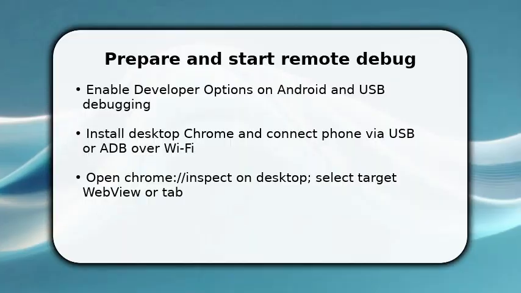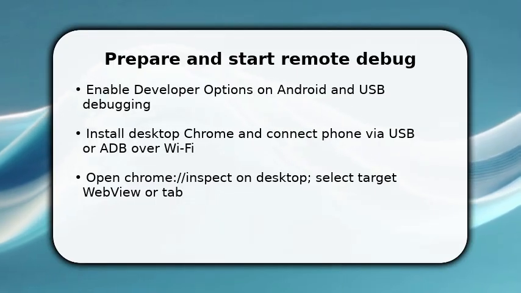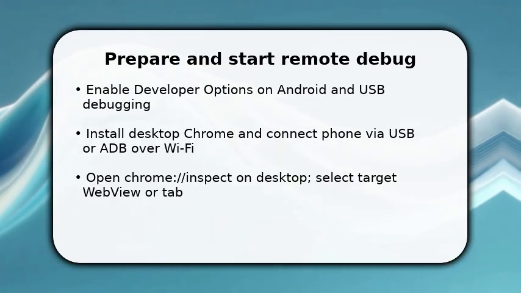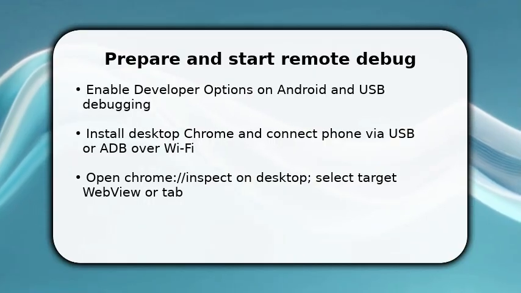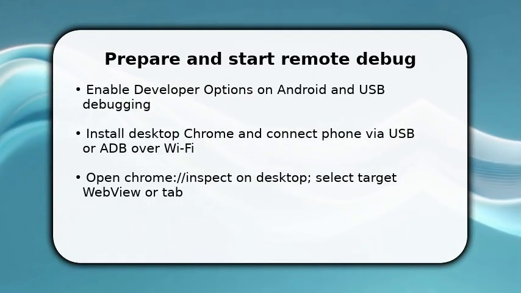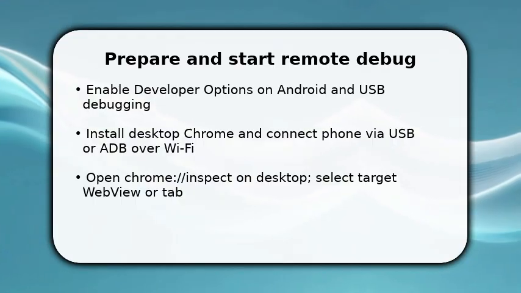Enjoy the video. You begin by enabling developer options and USB debugging on your Android device so Chrome can communicate. Connect the phone to your computer with USB or set up ADB over Wi-Fi. This prevents cable friction. On desktop Chrome, open chrome://inspect and look for your device and the Target tab or WebView. Once seen, click Inspect to open DevTools.